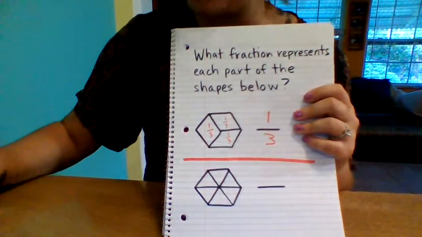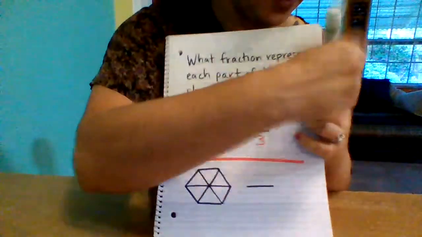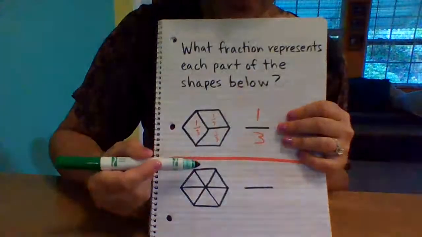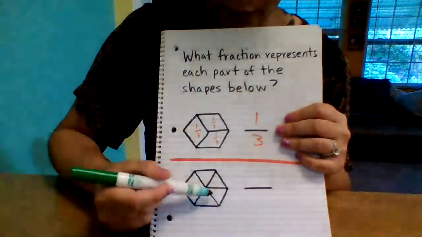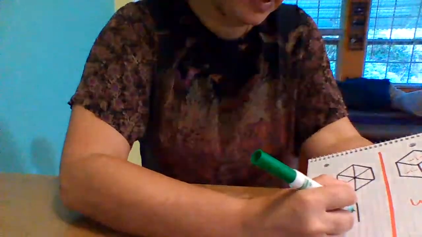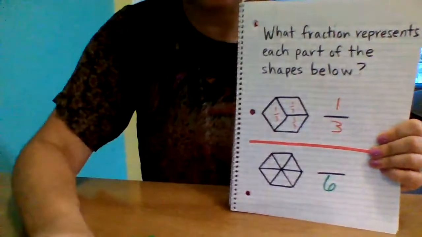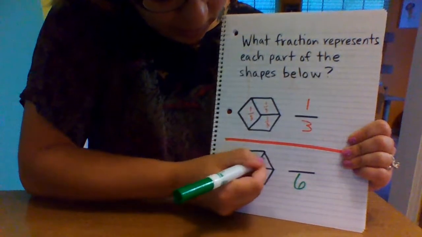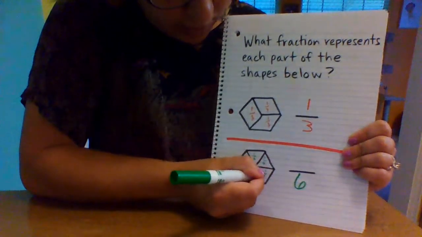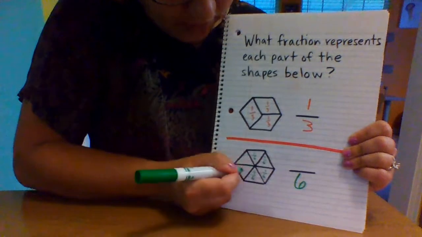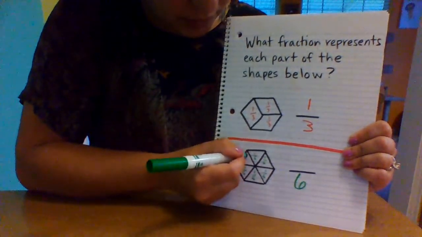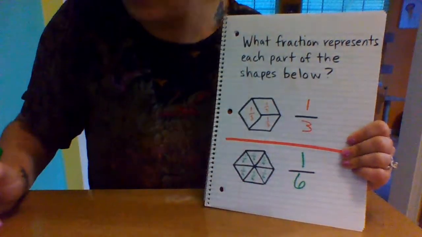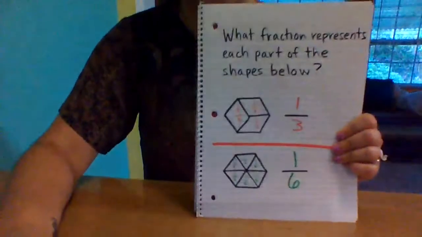Okay, same thing for the bottom question. It's just as straightforward. Really, you just have to find your denominator, which is what? 1, 2, 3, 4, 5, 6. The denominator is 6 because there are 6 parts in the whole shape. So each part is 1/6. If the shape had 4 parts, then each part would be 1/4, or if it had 100 parts, then each part would be 1/100th. Okay, not any trickier than that.